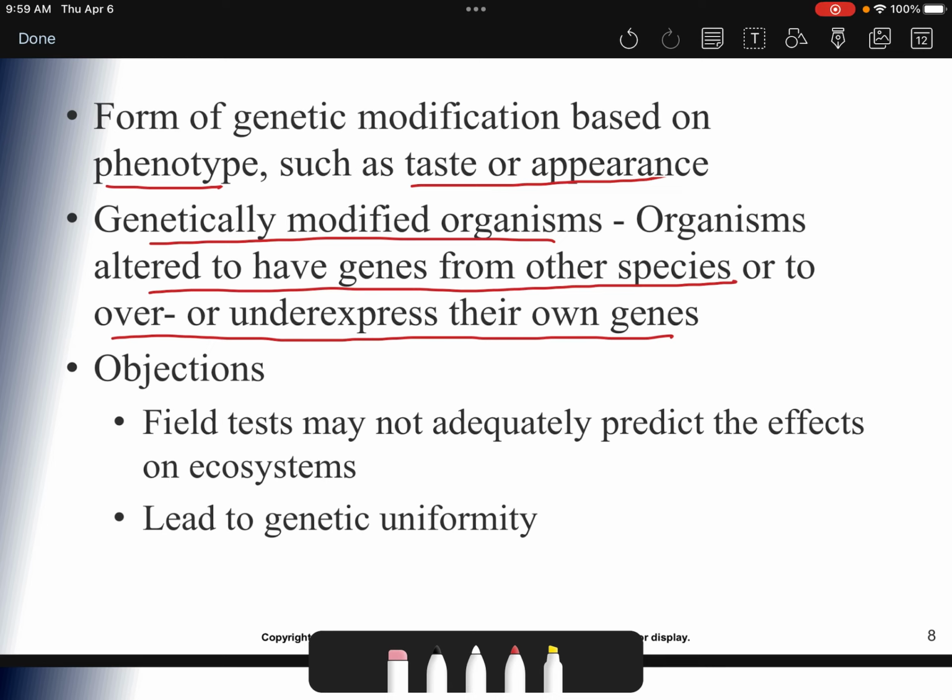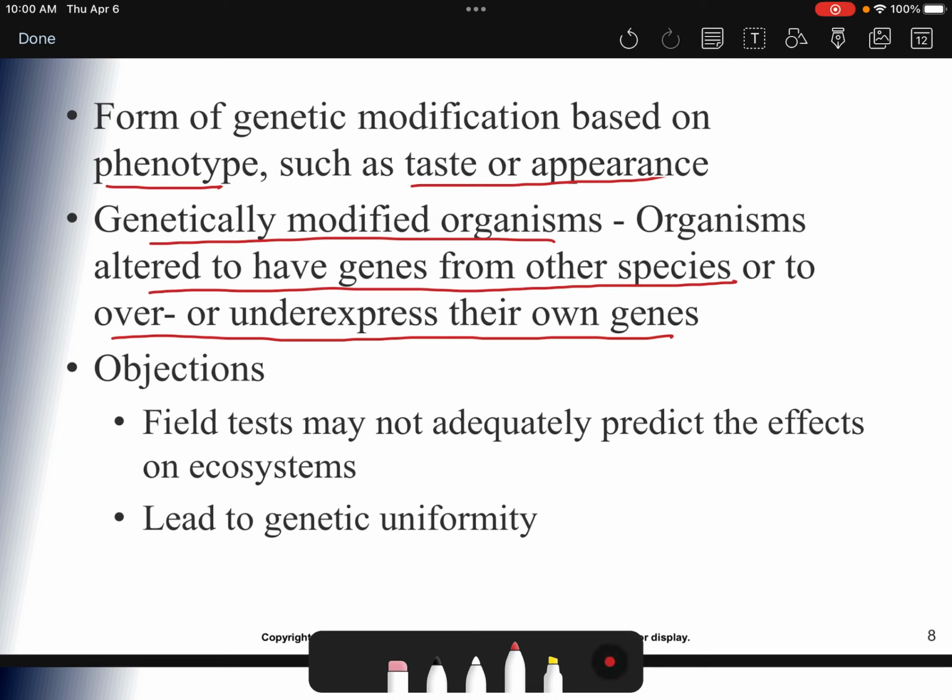usually field tests may not adequately predict the effects on an ecosystem. They're not sure if we suddenly introduce a transgenic plant into a field or an environment, could some of their pollen or other things spread to other organisms, especially people who are trying to keep their fields or their crops organic and not using other things. So that's always kind of a fear.